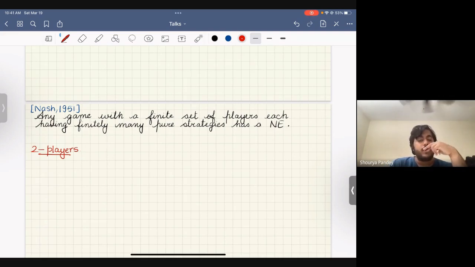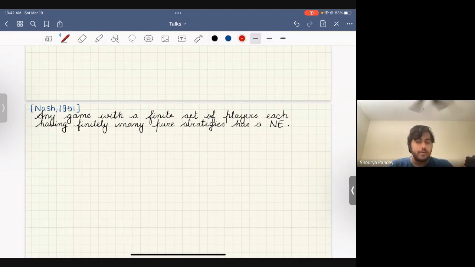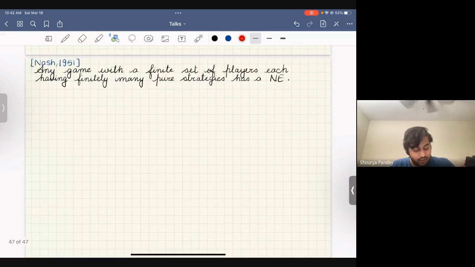Why would this be true? Okay, before that, I just want you to try to find the Nash equilibrium in a very small example. So it's just fun to do it.